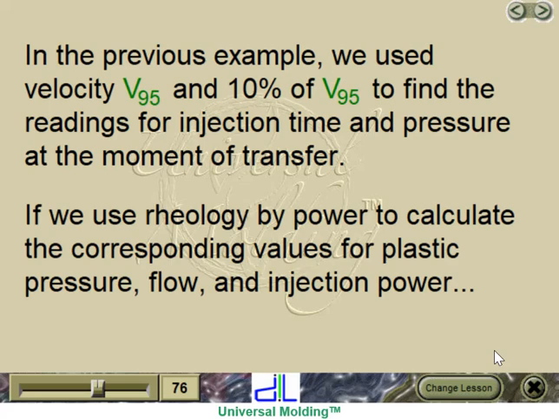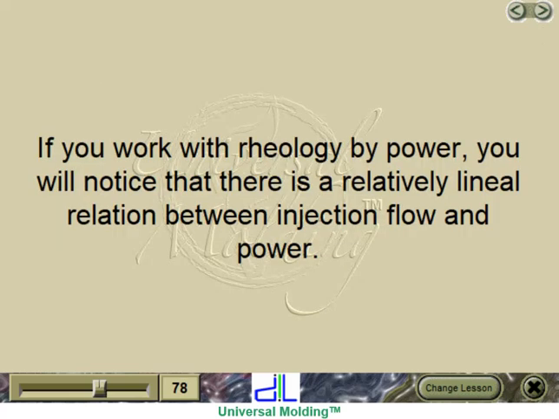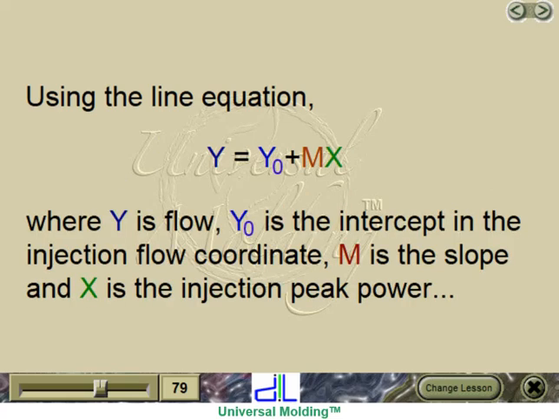If we use rheology by power to calculate the corresponding values for plastic pressure, flow, and injection power, we find machine parameters for injection time, hydraulic transfer pressure, plastic transfer pressure, flow, and power. If you work with rheology by power, you will notice that there is a relatively linear relation between injection flow and power. Using the line equation y equals y naught plus m times x, where y is flow, y naught is the intercept in the injection flow coordinate, m is the slope, and x is the injection peak power.